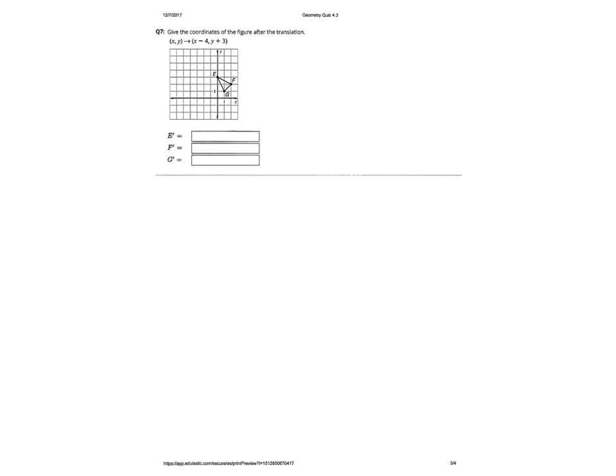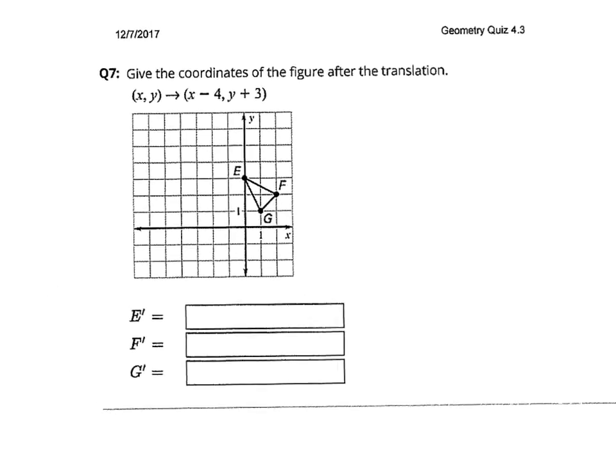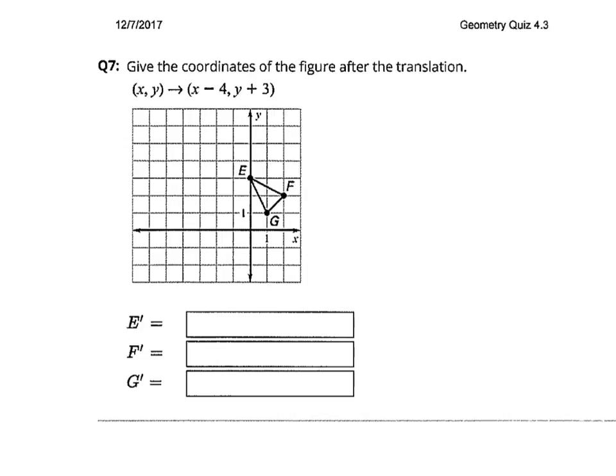And finally, our last question. We'll zoom in here. It's a translation again. So it's x minus 4 and y plus 3. So that means from each point, if you're going minus 4, you can move right or left 4 units. And then for y plus 3, you're moving 3 units. Is it up or down? But write the new coordinates after you get your new points down in the box.